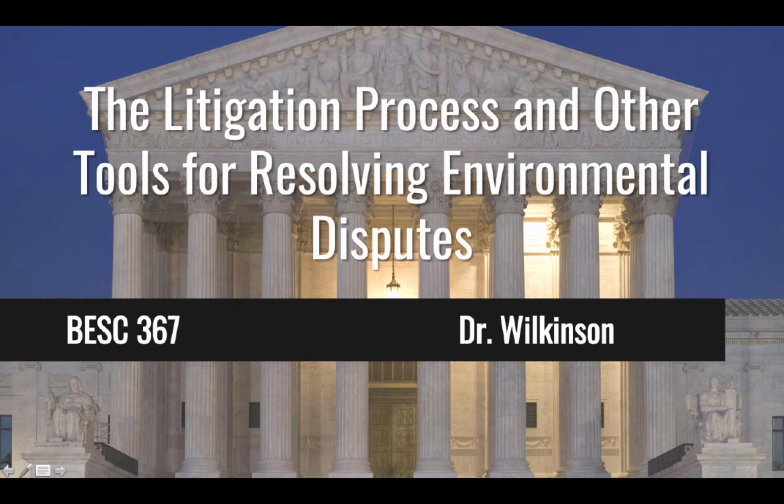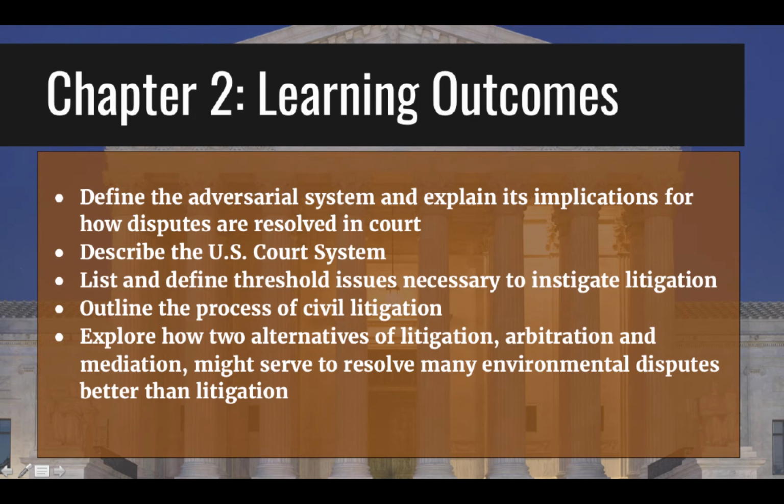In this chapter, you will explore the litigation process and other tools for resolving environmental disputes. Based on your study of Chapter 2, you should be able to define the adversarial system and explain its implications for how disputes are resolved in court, describe the U.S. court system, list and define threshold issues necessary to instigate litigation, outline the process of civil litigation, explore two alternatives to litigation, arbitration and mediation, and how they might serve to resolve many environmental disputes better than litigation.